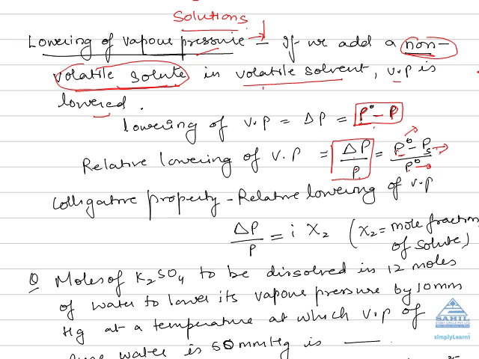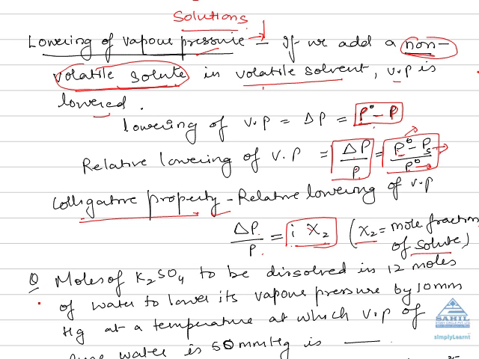Now this relative lowering of vapor pressure is called a colligative property. What is a colligative property? A colligative property is that property of the solution which depends on the number of particles, and does not depend on the nature of the solute or the solvent. It depends only on the number of particles present in the solution. Now delta P over P is equal to i into X2, where X2 is the mole fraction of the solute which is present.